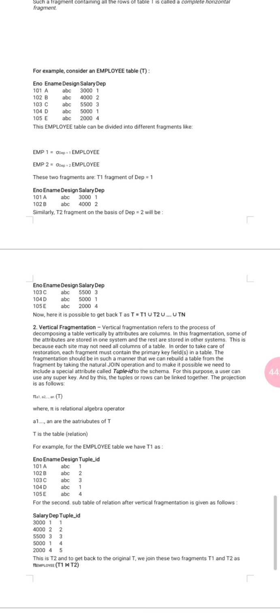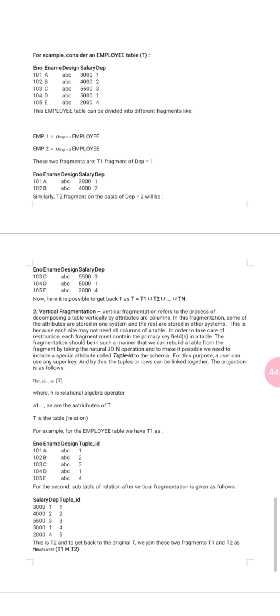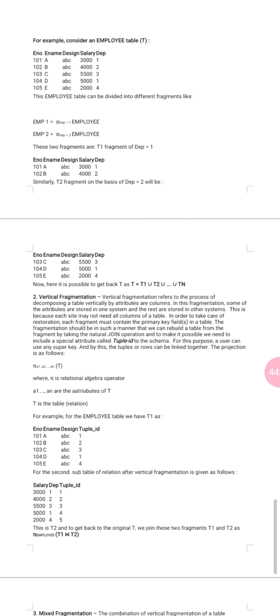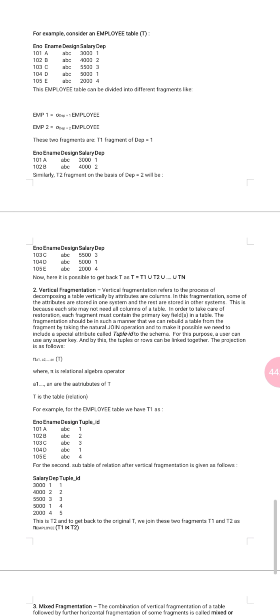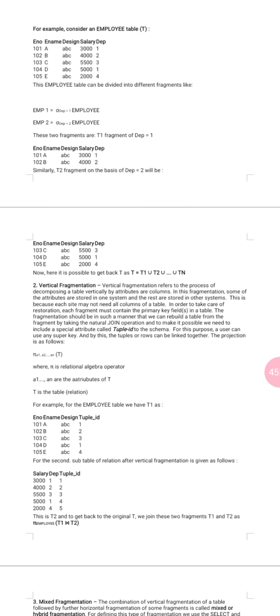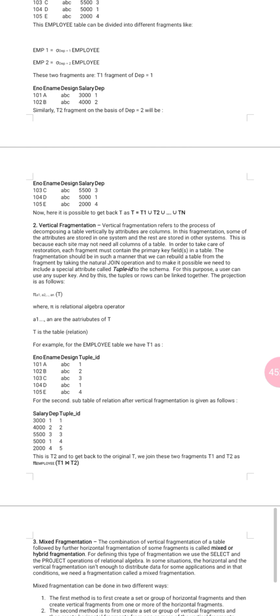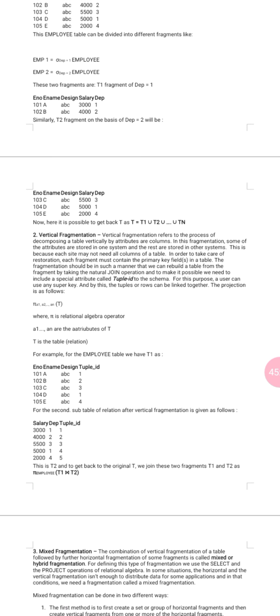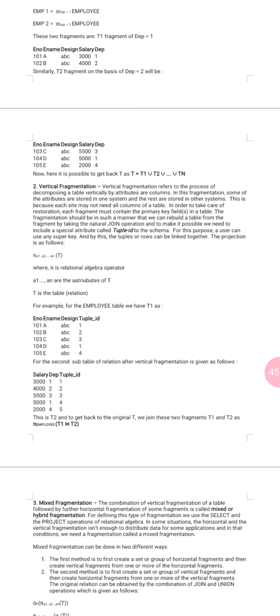Clear? For example, consider an employee table with employee number, employee name, designation, salary and department. The employee table can be divided into different fragments like employee 1 and employee 2. These two fragments are T1 and T2 of department 1. Next is A and B, the T2 fragments. And next is 3, 4, 5 in one section. Clear?